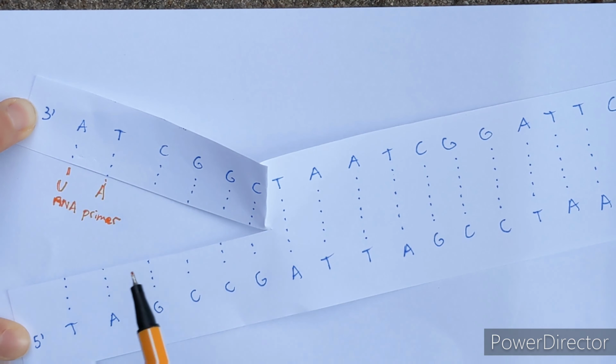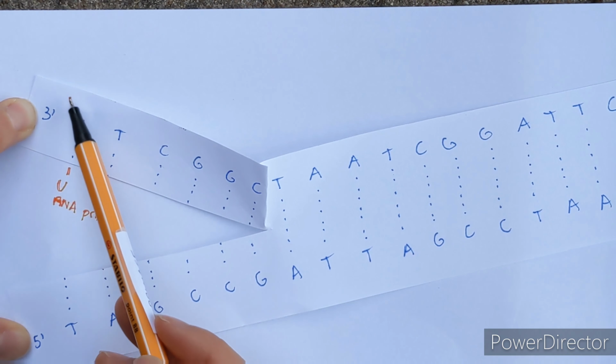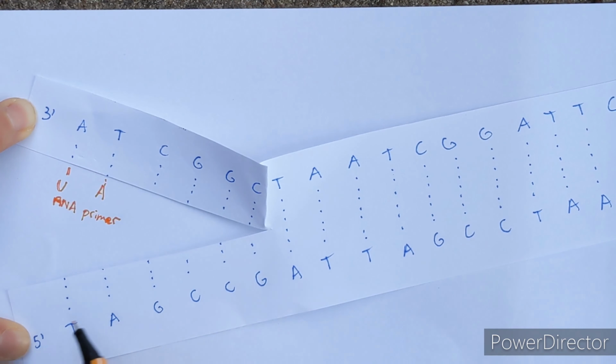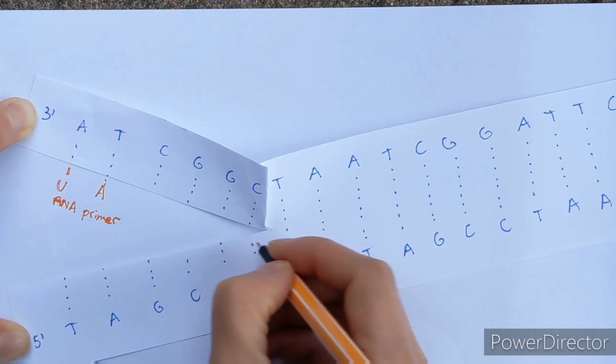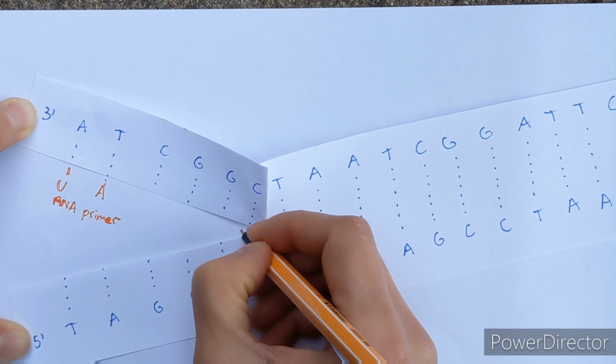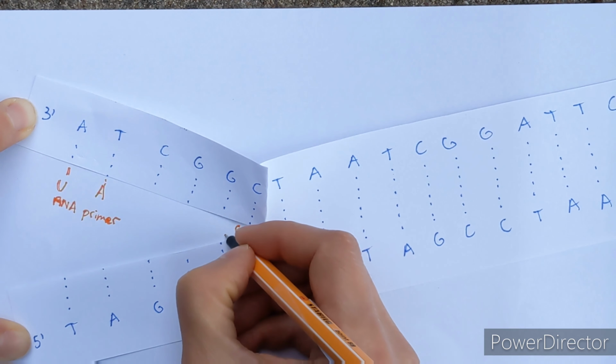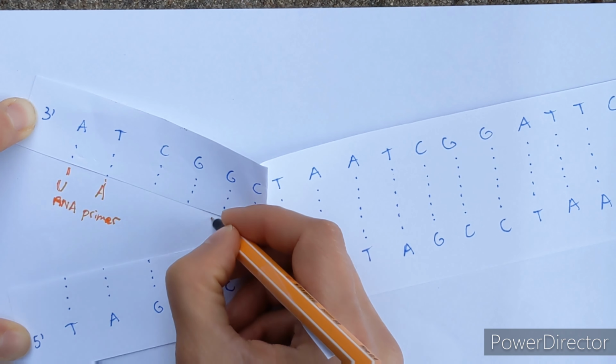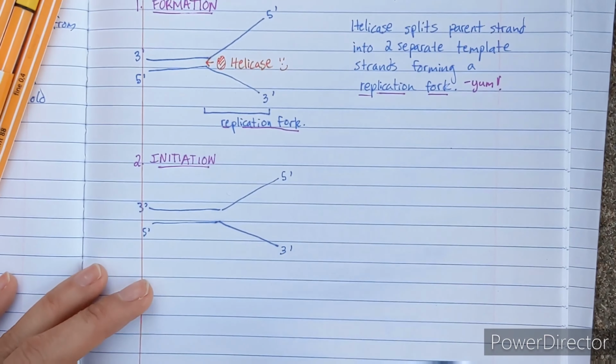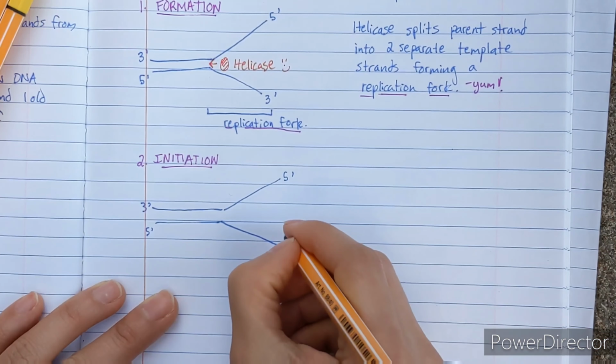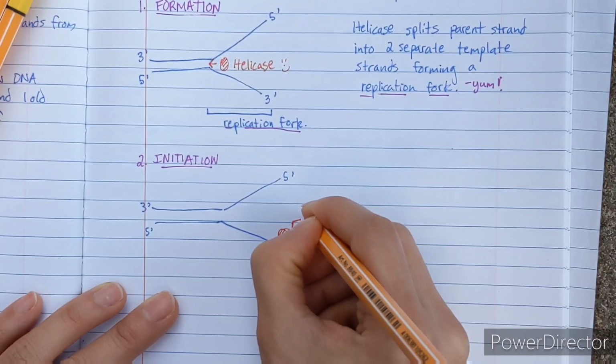I'll get an RNA primer, but remember it attaches on the 3' end of your anti-parallel strands, so that means that he's going to be connecting in over here. G will have a C, C will have a G. The second step is called initiation because we're finally starting the DNA replication process.